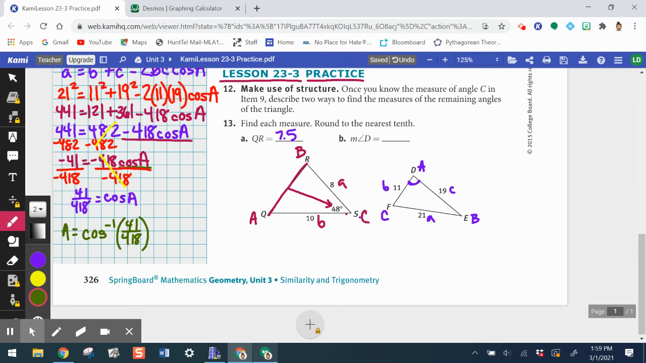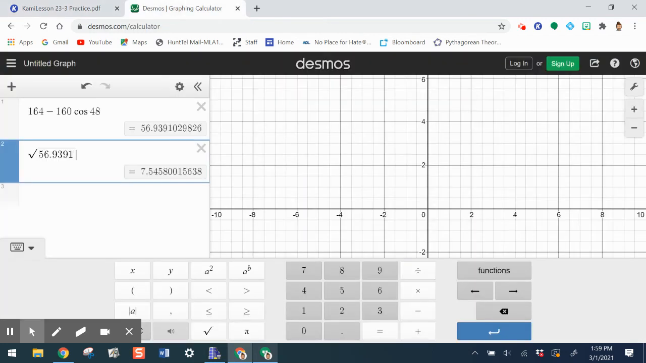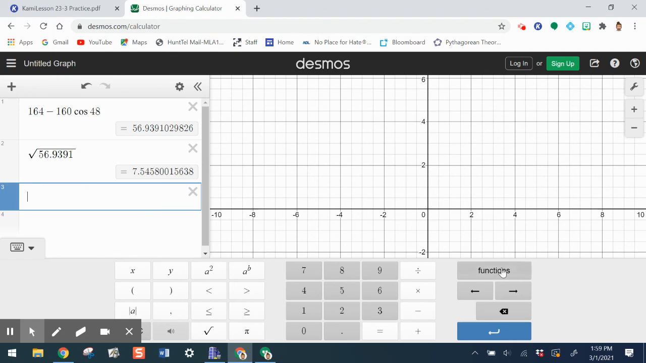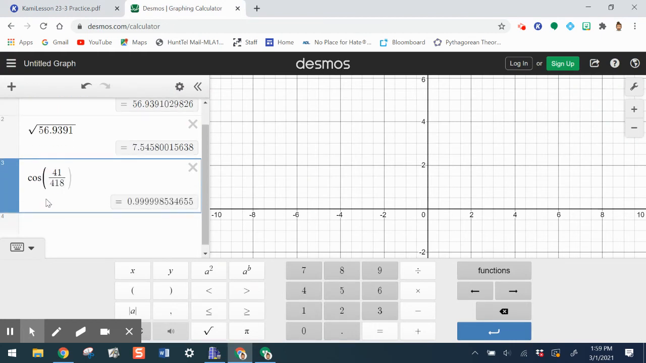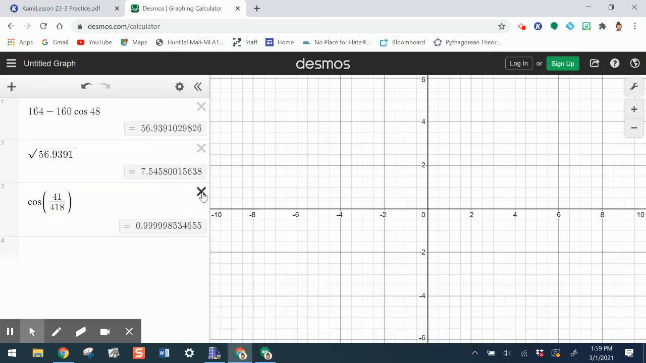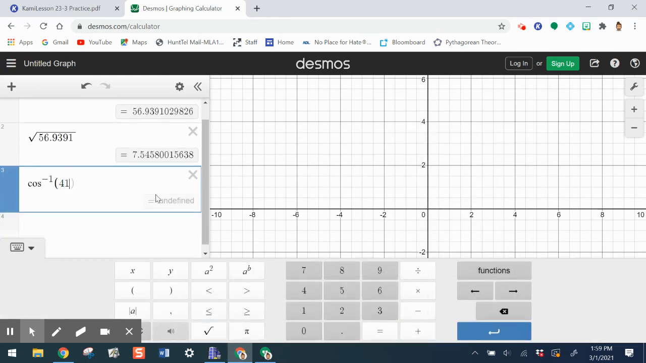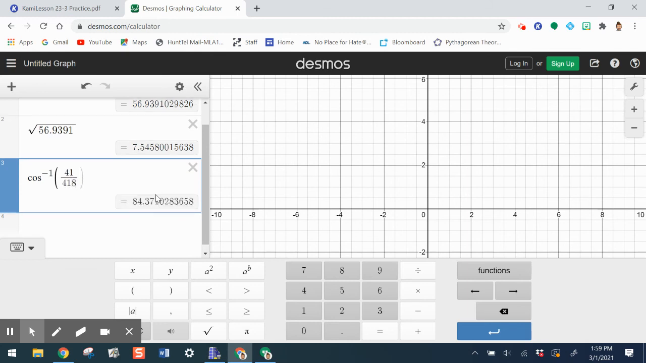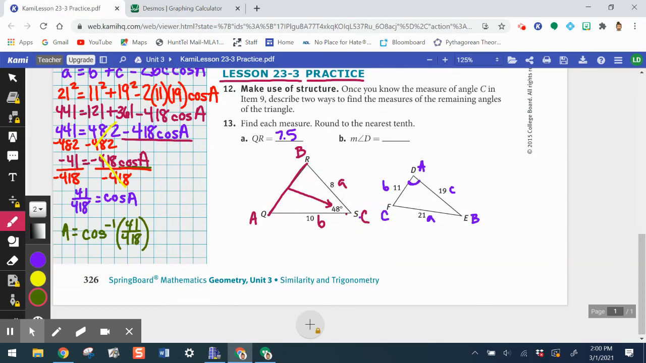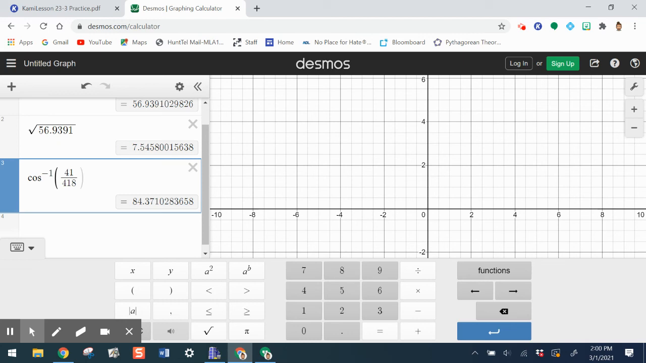So we'll hop over to our handy dandy graphing calculator and calculate the cosine inverse. Just make sure 41 over 418. 41 divided by 418. I see that I've done just the cosine, so we need to get rid of that. We need to do the cosine inverse of 41 divided by 418. And we get 84.37. Let's see what they want us rounded to, the nearest 10th. 84.3, the 7 tells the 3 to round up, so 84.4 degrees.